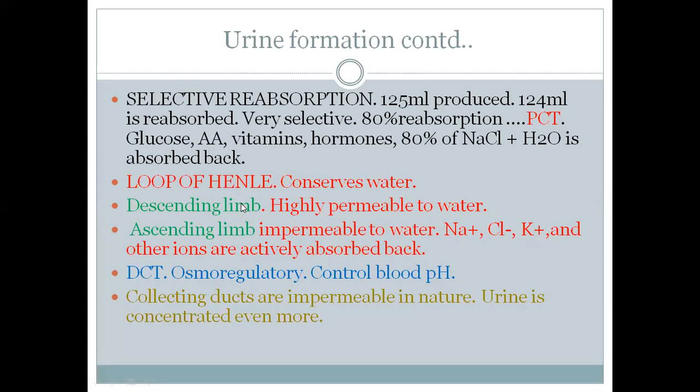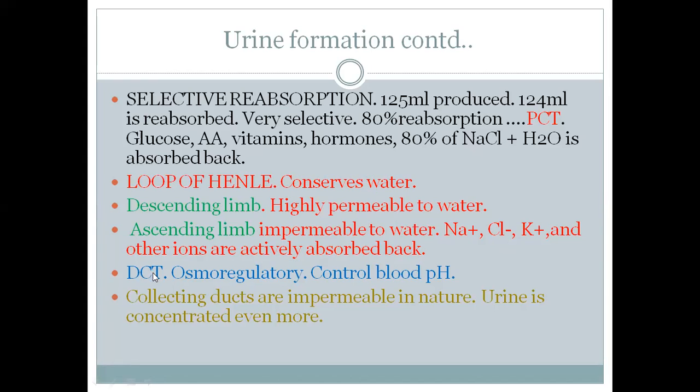Which part of the loop of Henle? The descending loop of Henle. Then the ascending loop of Henle is impermeable to water. Now these are very specific differences which you have to remember. In this part, what is taking place? Sodium, chloride, potassium, and other ions are actively absorbed back. Actively absorbed back means it is taken back by using energy, by usage of ATP.